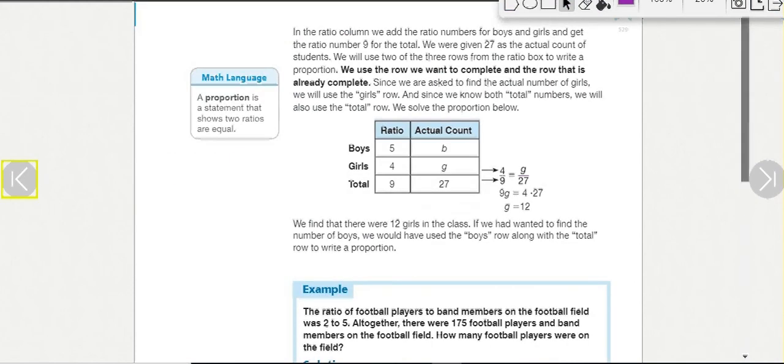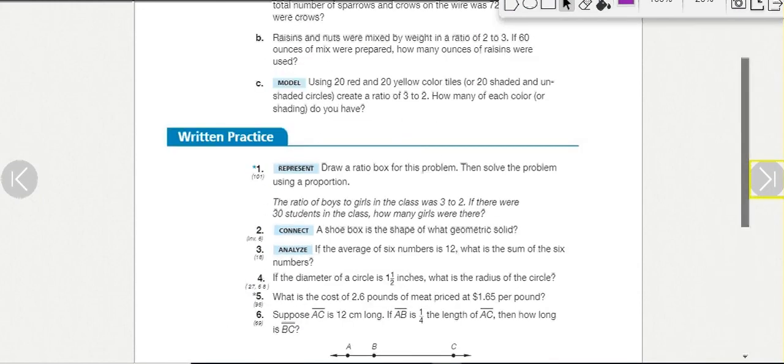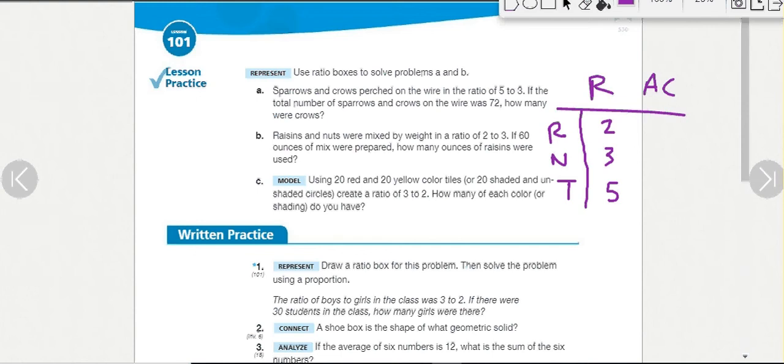Is that the only other example they had for us? Yeah. I'll do letter B. You can do A and C. Let's try that. Raisins and nuts were mixed by weight in a ratio of 2 to 3. Raisins, nuts, total. 2 to 3 total. Ratio, actual count. Okay. Keep it all organized. I think this line's important. It's kind of messy, but it'll get me to where I need to go.